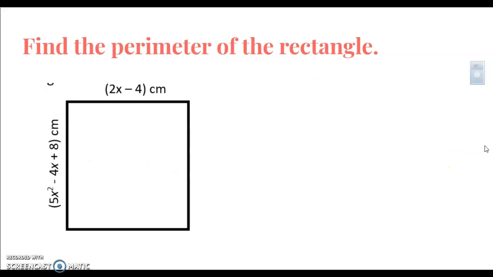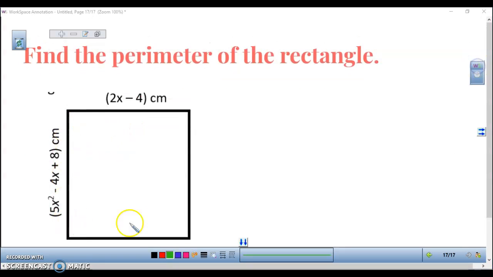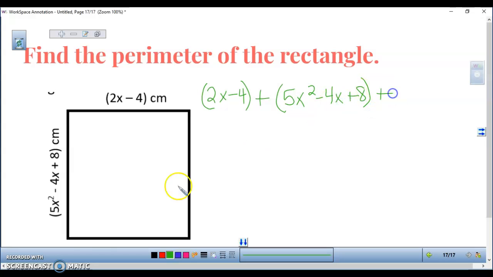Next, we're going to have some application problems here. Find the perimeter of the rectangle. Remember that perimeter means we're going to add all of the sides. So we're going to have 2x minus 4 plus 5x squared minus 4x plus 8 plus my other side.